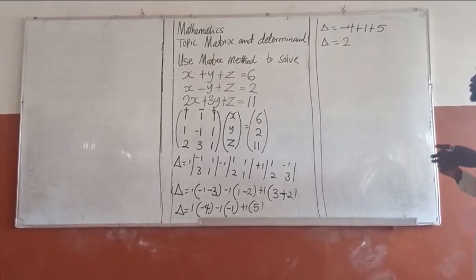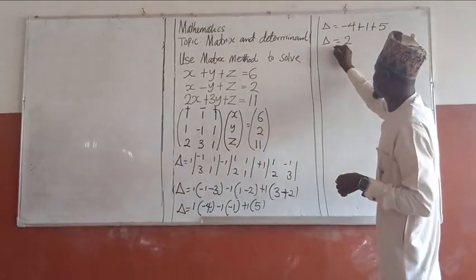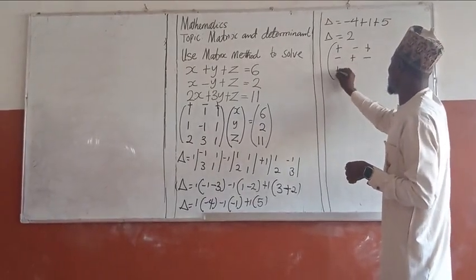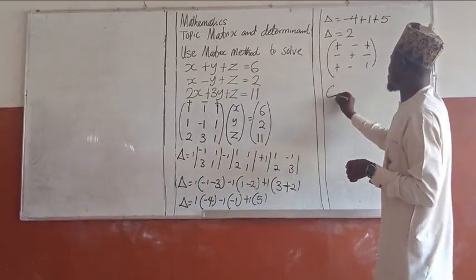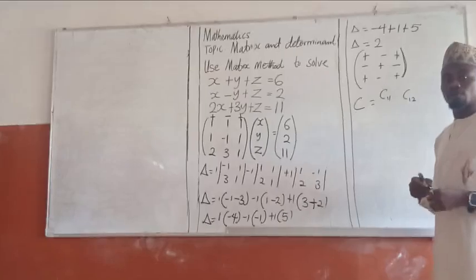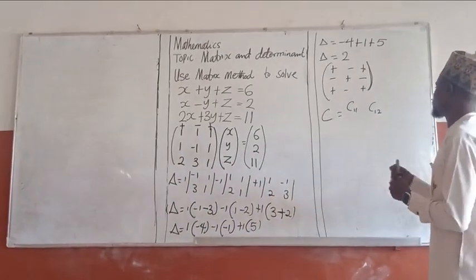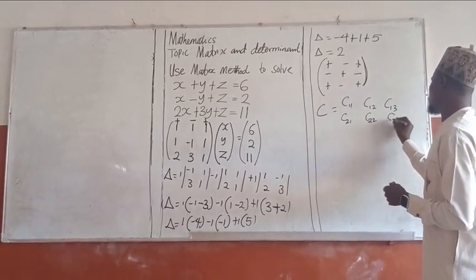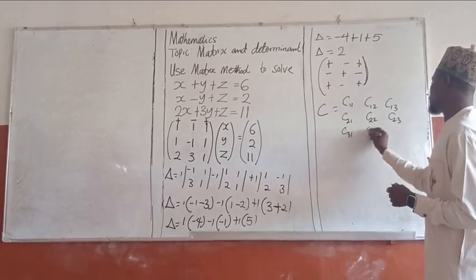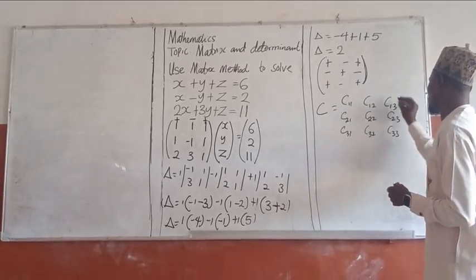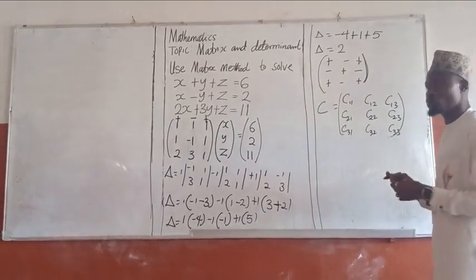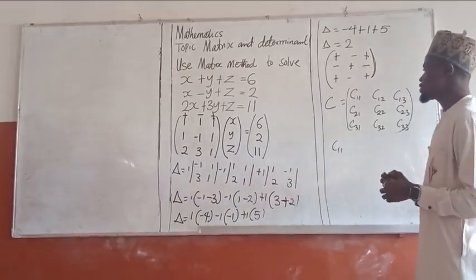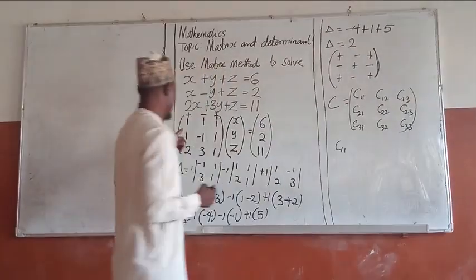And how can we find the cofactor? We are going to use this convention, which is plus, minus, plus, minus, plus, minus, plus, minus, plus. And the cofactor matrix C is equal to C11, C12, C13, C21, C22, C23, C31, C32, then C33. We are going to find all of these. We have C11 now. How can we find C11? We come back here.